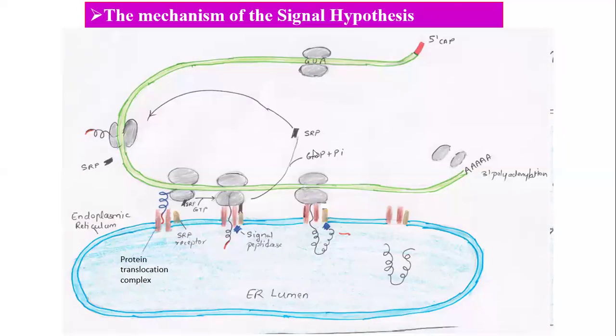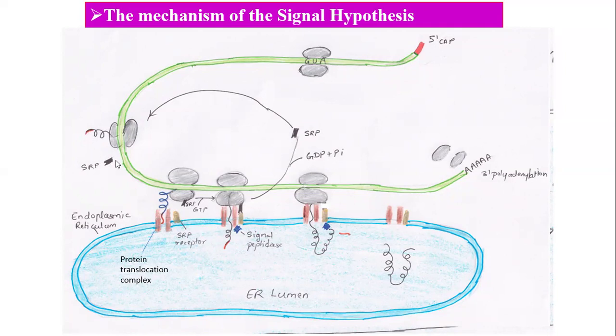Now let us discuss the mechanism of signal hypothesis. So here we can see the messenger RNA molecule, which has the 5' cap and a poly A modification. So the ribosomes will scan the messenger RNA from the 5' end and will begin the translation process as it reaches the start codon, AUG codon. So a short stretch of peptide is synthesized containing the signal sequence.